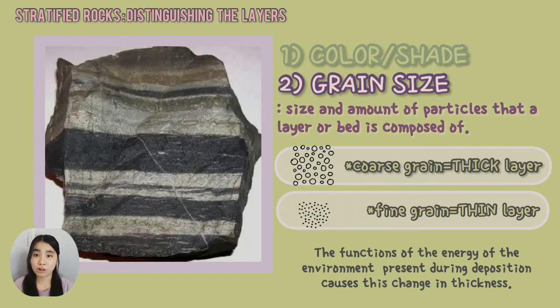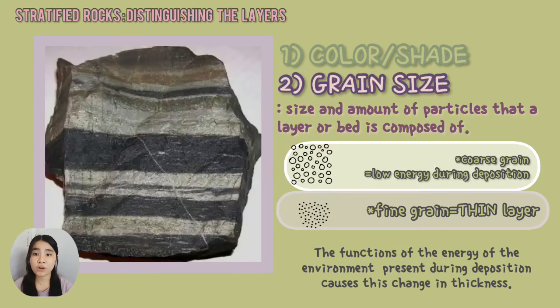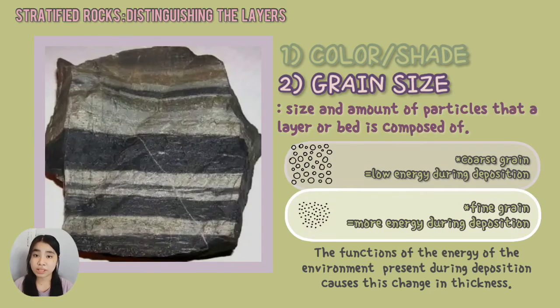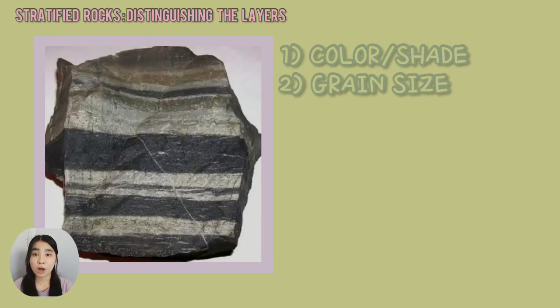For example, if the size of the grains is larger, it generally indicates low energy and quiet settings during its deposition, meaning they are protected from waves and strong currents. But if it is small grain, there is more energy present during its deposition. It could be caused by strong winds, waves, and other natural environmental factors. Lastly, we have the composition.